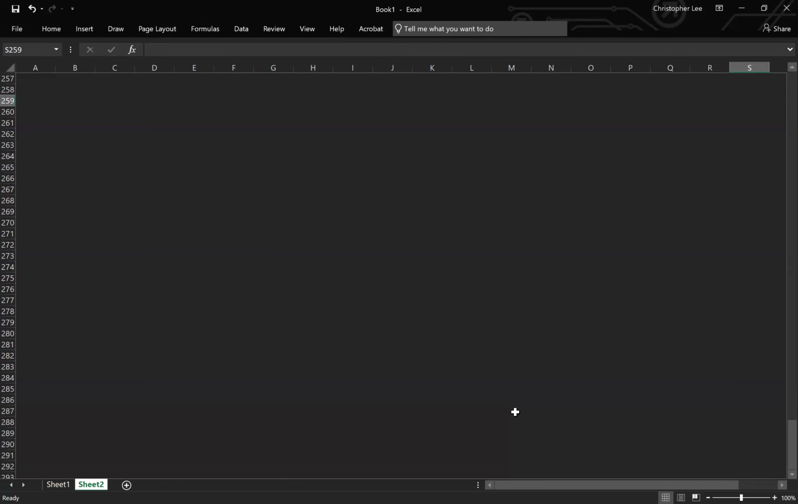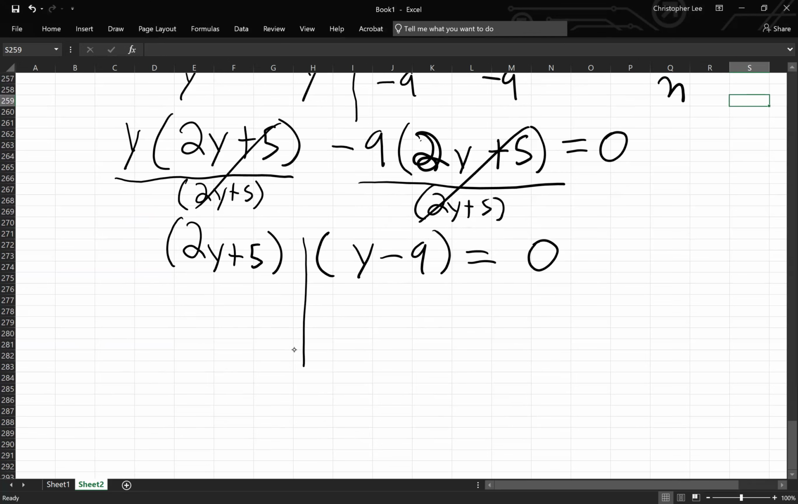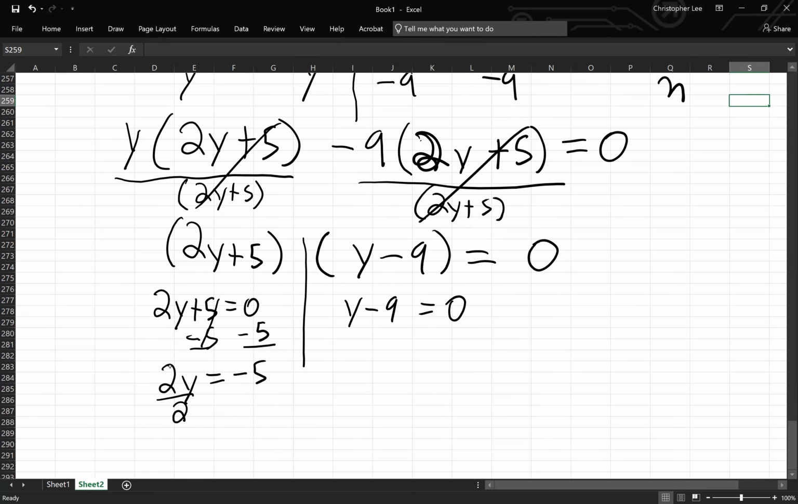Now, all you have to do, split them down the middle, set both of them equal to 0. So I got 2y plus 5 is equal to 0, and I have y minus 9 is equal to 0. Just solve for y. Nice and simple. Subtract 5 from over here. What we do to one side, we do to the other. So I have 2y is equal to negative 5. Divide by 2, divide by 2. So y1 is equal to negative 5 over 2.